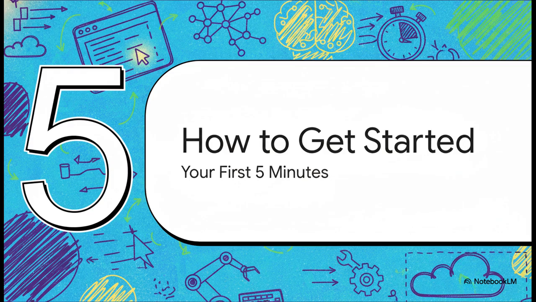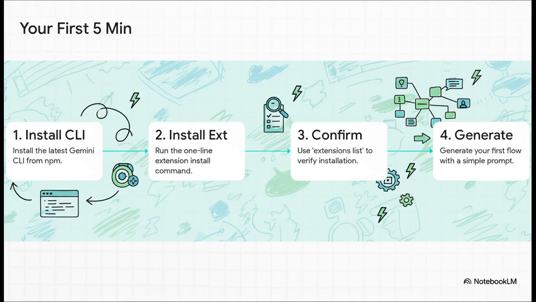All right, so you've seen what it can do, and you've seen why it matters. The next question is probably, how do I get this in my workflow? And the good news is, it takes less than 5 minutes. Here are the exact steps. It's incredibly straightforward. First, just make sure you have the latest Gemini CLI installed. Second, you run a single command to install the GenKit extension. Third, you can do a quick check to confirm it's active. And that's it. You are now ready to generate your first flow just by asking for it.